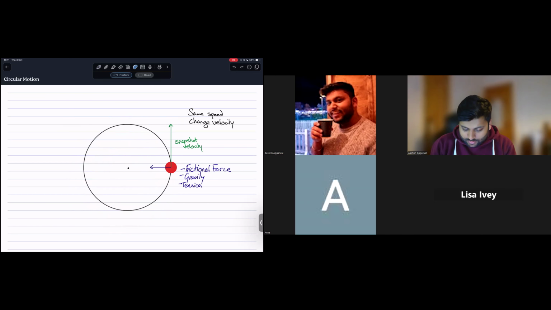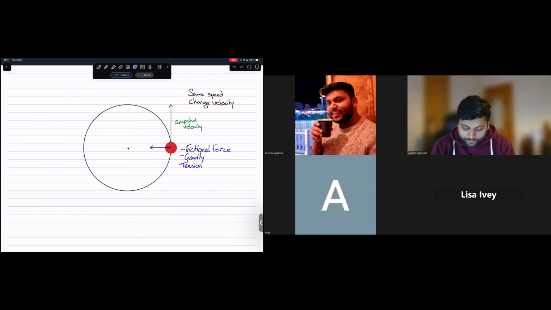Yeah, I was thinking like a planet around the sun or something like that. Sure, in that case, gravity would be the specific force that's acting, but the role it's playing would have a different name, even generally. So here, the force that's acting is called centripetal force.